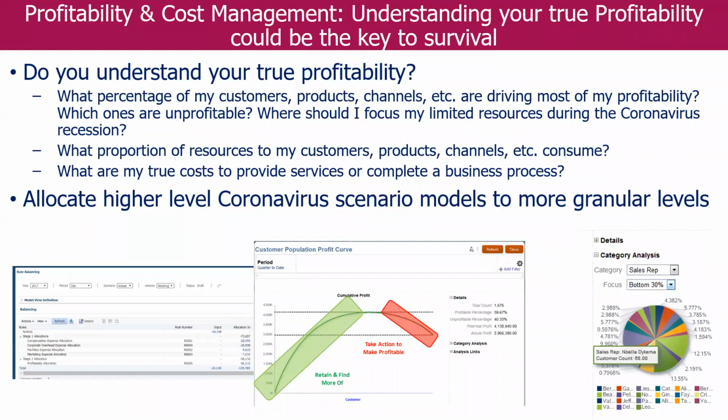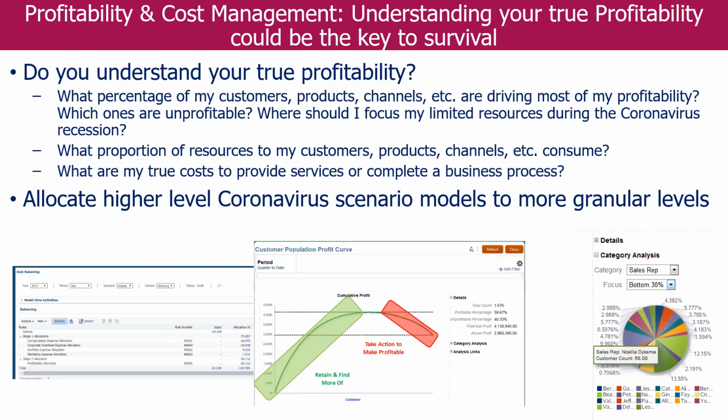Profitability and cost management is understanding your true profitability. This really could be the key to your survival. You need to use whatever technology will get you the results you can use now, okay? That's what's important. Do you truly understand which of your customers are profitable or unprofitable? And how has that changed in light of the current economic environment? Very trying times. What percentage of my customers, products, channels, whatever it is, however you're measuring your profitability, are they still profitable? How do you know? What's driving most of your profitability?